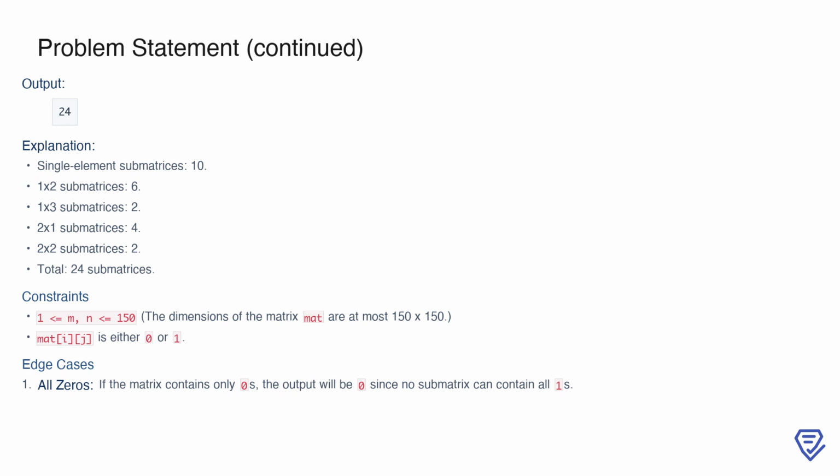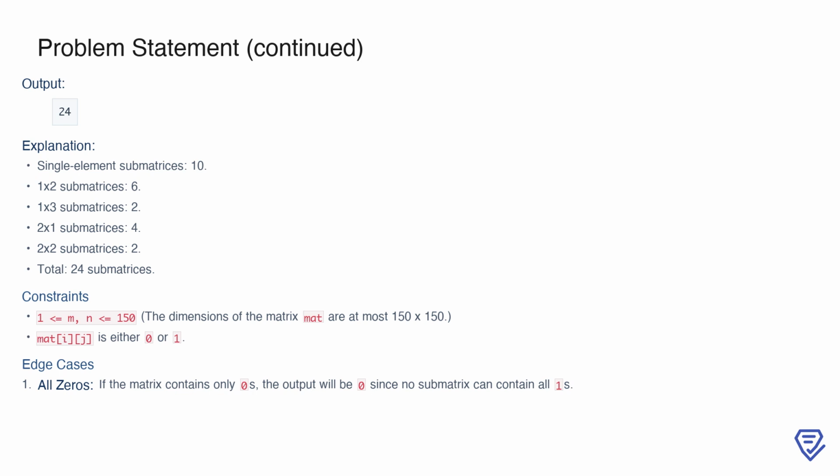In the second example, the matrix is slightly larger, and the output is 24. Let's break this down as well. The matrix contains 10 single-element submatrices, one for each one in the grid. There are 6 1 by 2 submatrices, which are formed by horizontal pairs of 1s. Next, there are 2 1 by 3 submatrices, formed by 3 horizontally adjacent 1s in the second row. For vertical submatrices, there are 4 2 by 1 submatrices, which are formed by pairs of 1s in the same column. Finally, there are 2 2 by 2 submatrices, each formed by a square of 4 1s in the grid. Adding all of these together gives us the total of 24 submatrices.